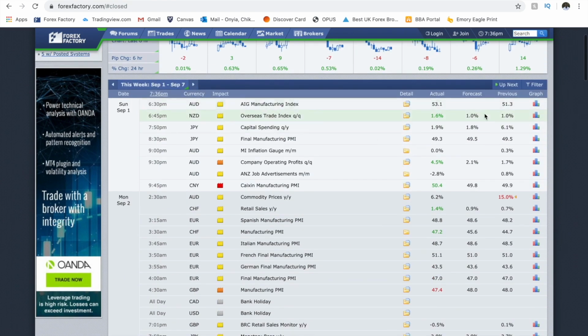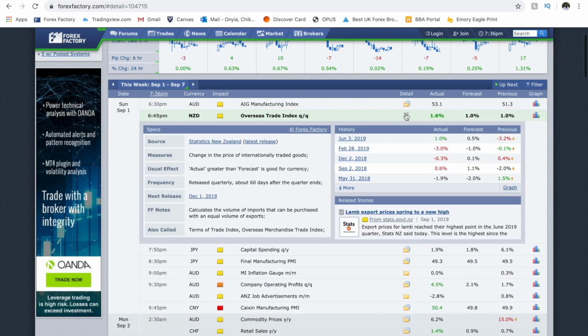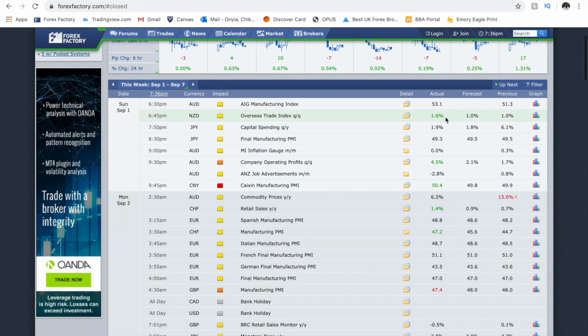Now, to the right is probably the most important thing on this page. For each one, you're most likely going to be given three numbers, or three percentages. There's previous, forecast, and actual. Previous is essentially what the statistic was last month, or last quarter, whatever it specifies. QQ means quarter. So last quarter was 1%.